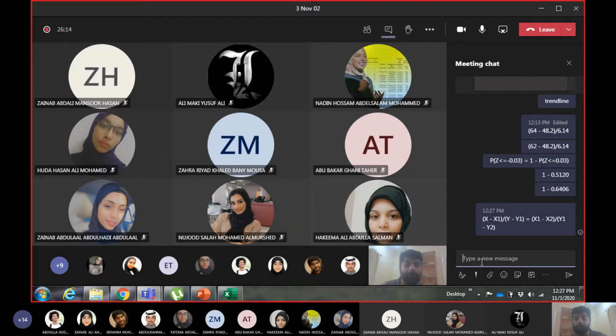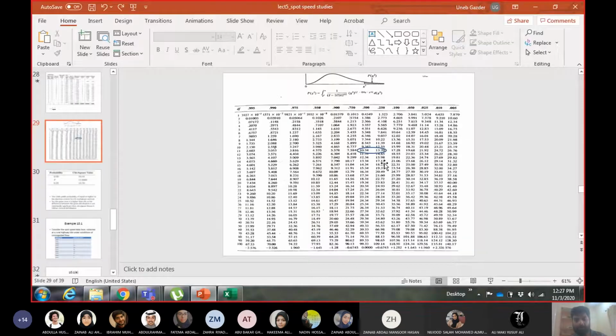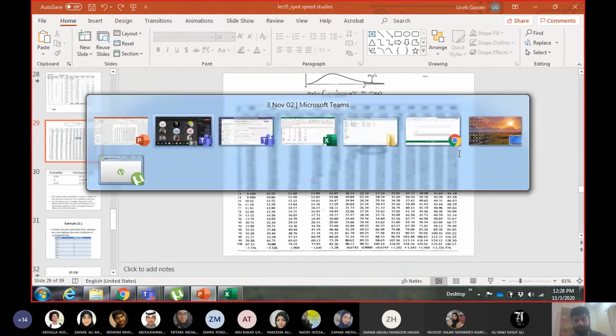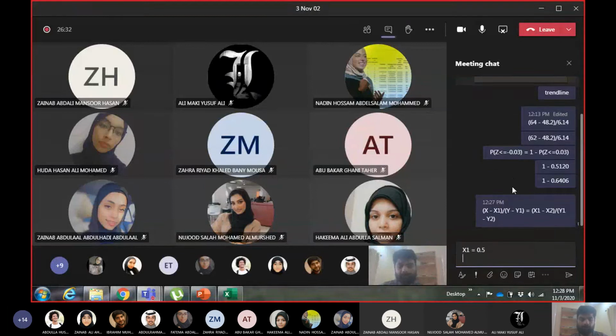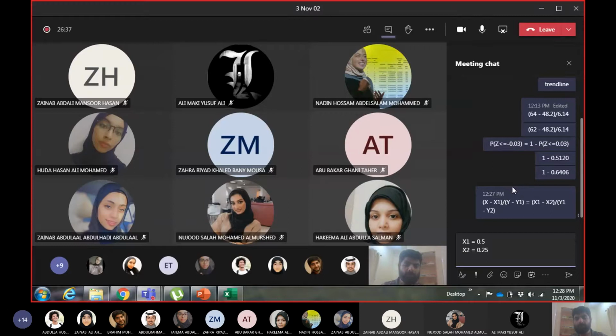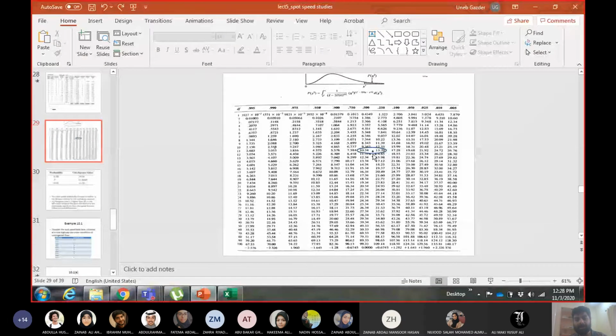So x is the probability which I am trying to find out. x1 is the probability before that. I'm trying to find out the probability between 0.5 and 0.25. So before I have 0.5 and after I have 0.25. So x1 is 0.5 and x2 is 0.25. And y1 and y2 are the chi-square values at x1 and x2. So y1 is the chi-square at x1 and y2 is the chi-square at x2.